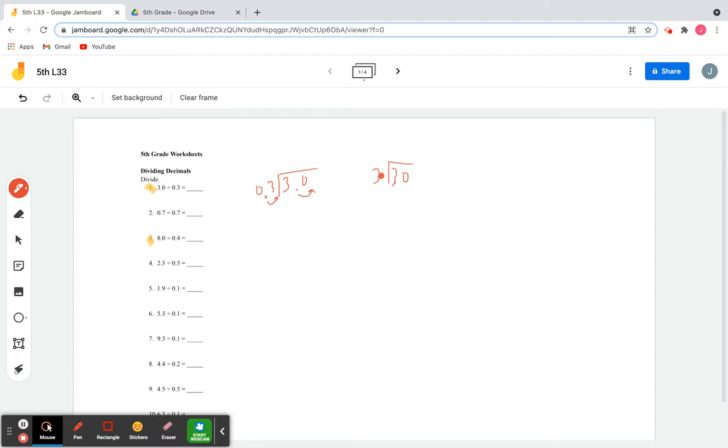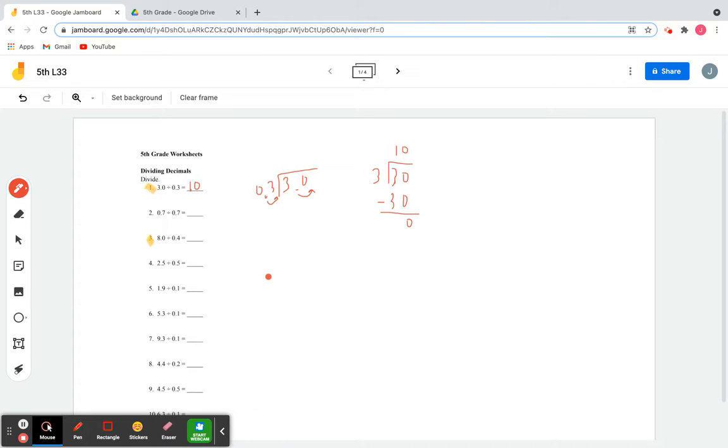So 3 goes into 30 and it will be 10 because 10 times 3 is 30. So we write 30 here and then we subtract. 30 minus 30 is 0. Alright, so the final answer for number 1 will be 10.